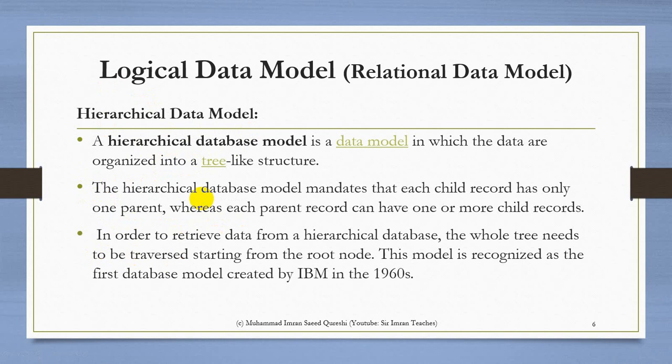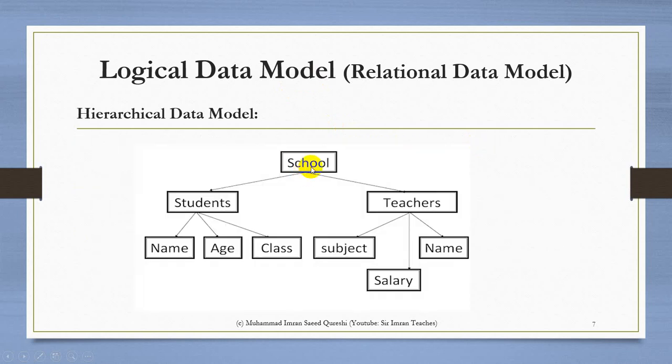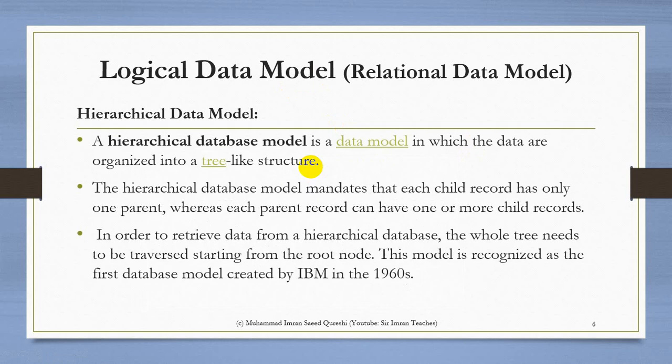What is the hierarchical database model? It is a data model in which the data are organized into a tree like structure. It is an obsolete system now, but it was created by IBM in 1960, and it was also used in the software of Apollo, right?